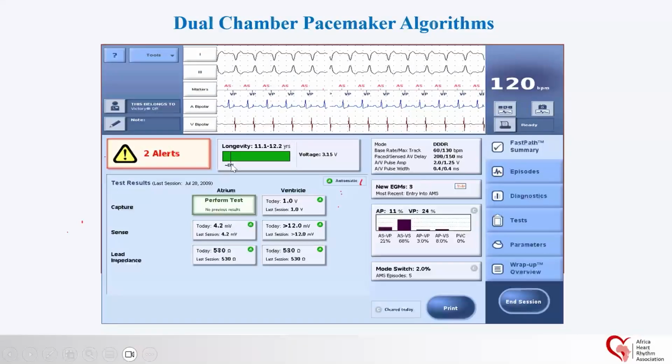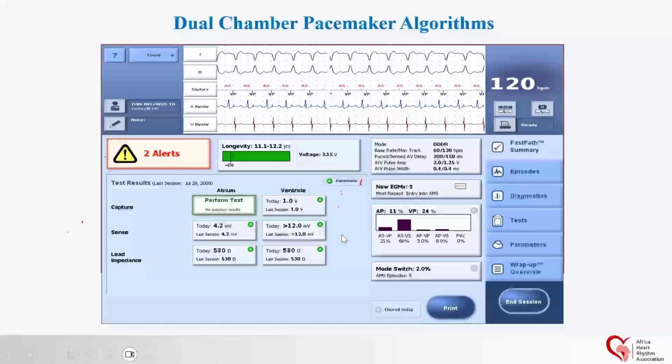Here we have the last tests that the device did. That means from the last session, we have the capture, the three parameters that we have already seen. So you have capture, we have sensing, and we have impedance. And this is for the atrium and the ventricle.